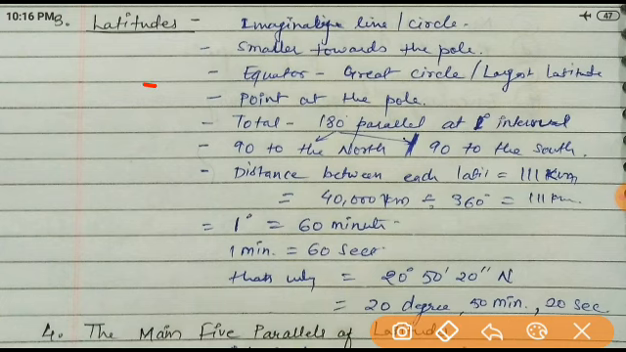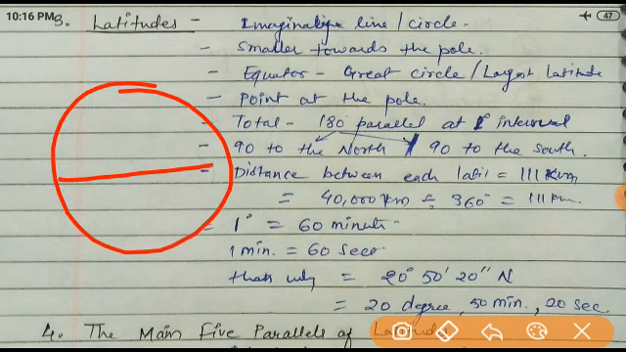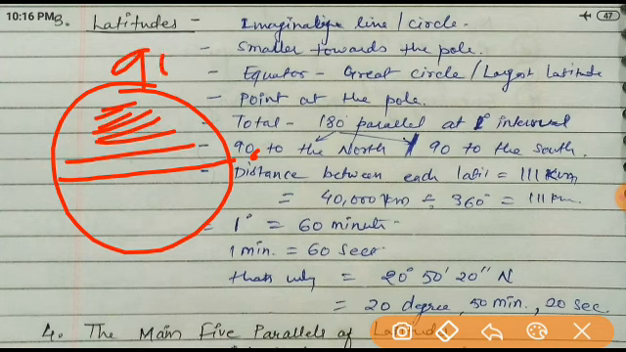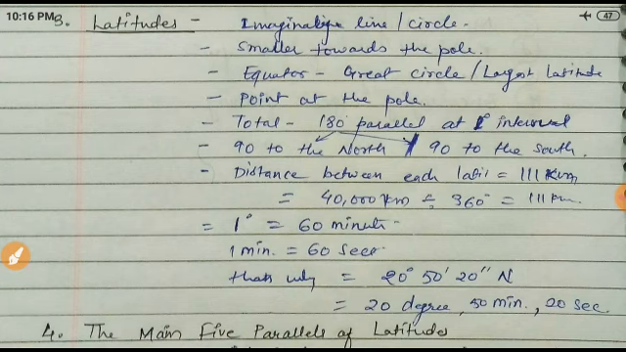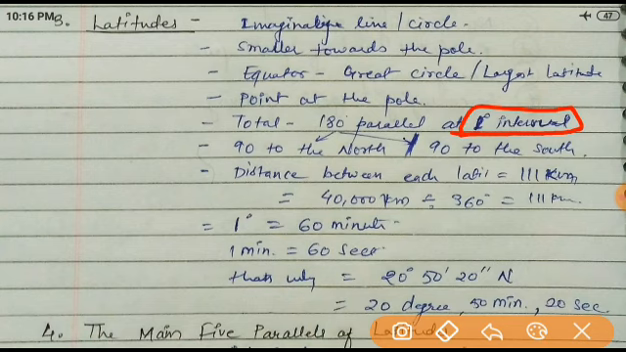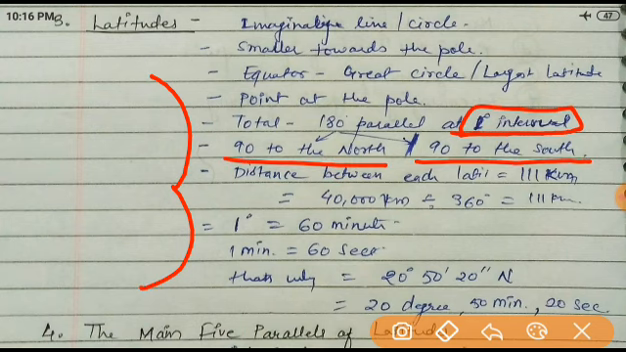They are total 180. How is it 180? Because it is from 0 degree, and here 1, 2, 3, 4 till 90 degree north and 90 degree south. So 90 plus 90 becomes 180. So there are a total of 180 parallel lines, and each parallel line has an interval of one degree. That's why 1 degree, 2 degree, 3 degree. So 1 to 90, 1 to 90. That's why 90 in the north and 90 in the south becomes 180 parallel lines.